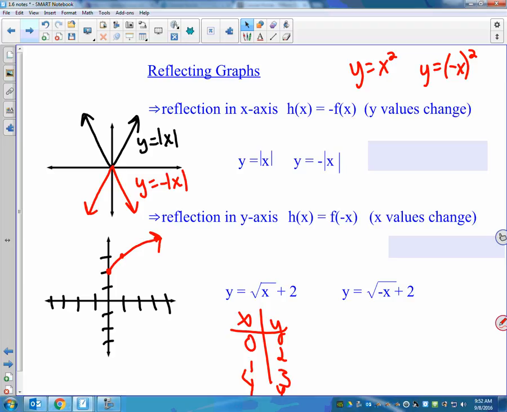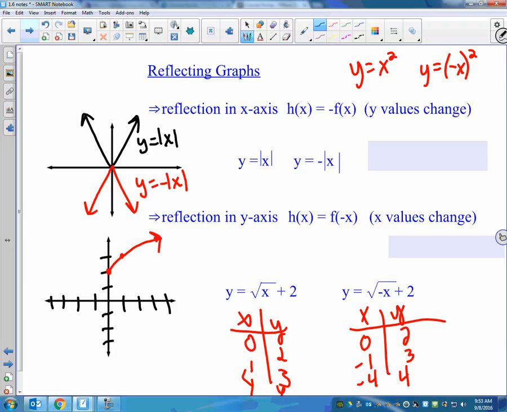If you put a negative under there, your domain changes, because I could still pick 0 and I could still get 2, but I couldn't pick 1 now because I can't take the square root of negative 1 and graph it. So you have to pick negative x values. So that's what makes it change and flip over. So now you would pick like -1 and you would get 3. And you would pick -4 and you would get 4. So it just flips over. So I get those same points. So negative on the outside flips it over the x-axis, negative on the inside flips it over the y-axis.